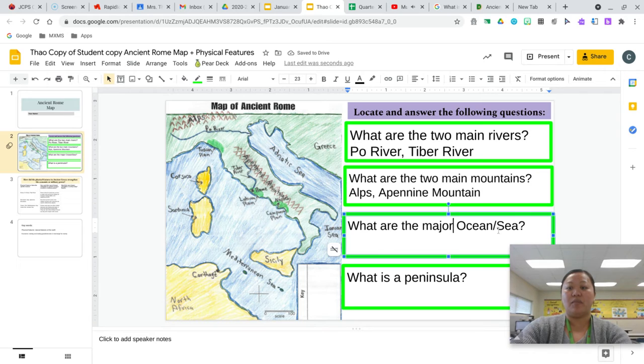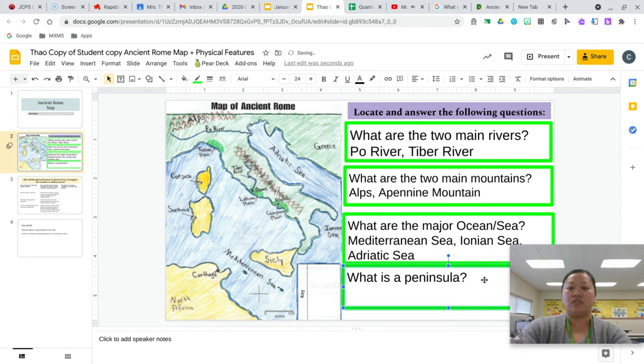And then you have your major oceans and seas. So there's about 3, but the majority of Rome and Greece is surrounded by the Mediterranean Sea. So you would say Mediterranean Sea. Then you have the Ionian Sea, and you have the Adriatic Sea. You might have to adjust this a little. Adjust the size if you want to, whatever you need to do.